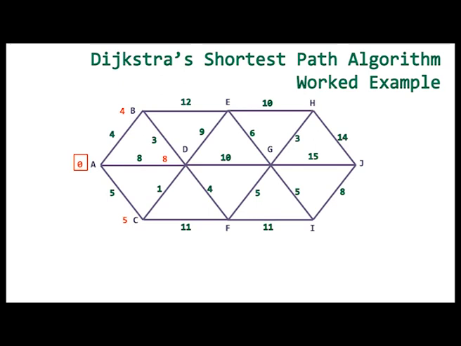So from B to E is 4 plus 12, that's going to give us 16. We've put a box around the 4 to say that we are now done with B. From B to D is going to be 4 plus 3, which gives us 7, which is lower than the 8. So therefore, we cross out the 8 and we put a 7 there. We have now finished with B.